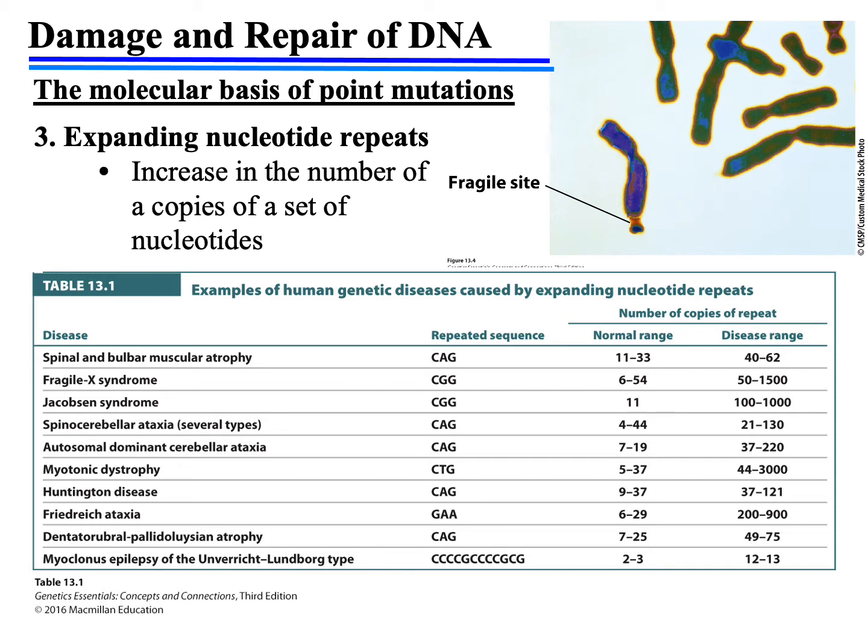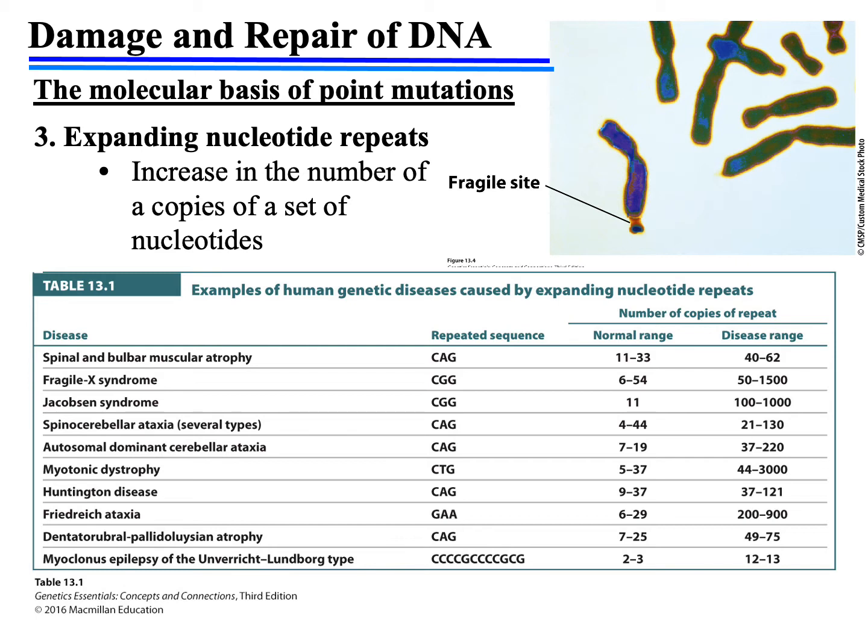A third way that point mutations can occur is what's referred to as expanding nucleotide repeats. There are certain genes that have codons that are repeated multiple times within the gene in their normal circumstance. So if you look at this table, we have a number of different disorders listed where the number of repeats of a given codon is altered from the normal range.